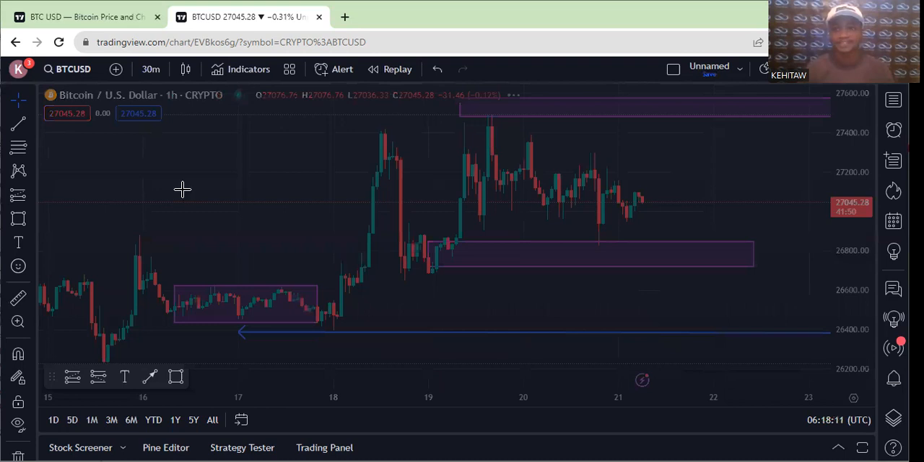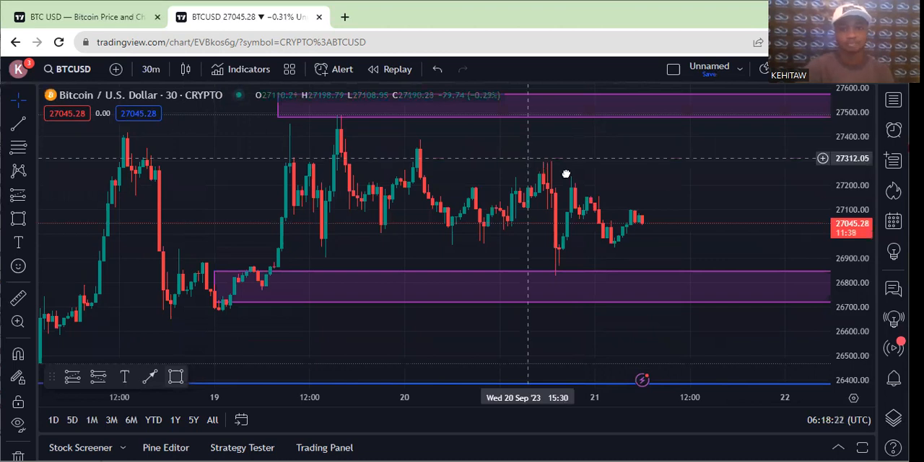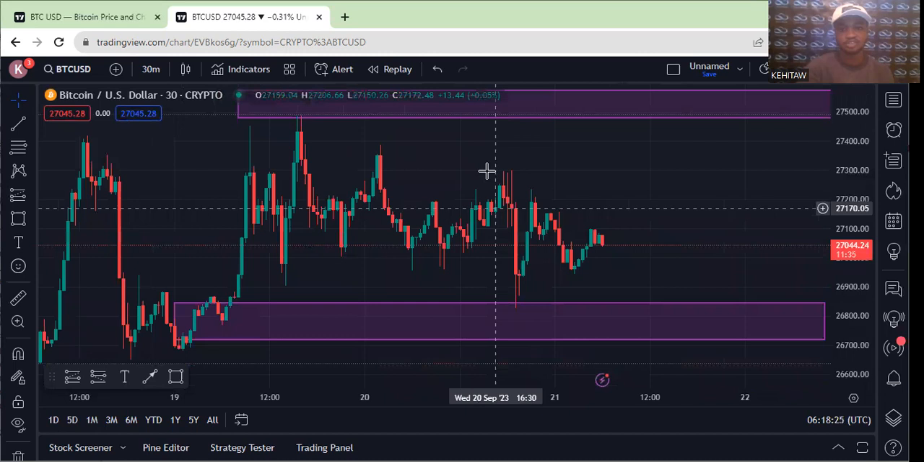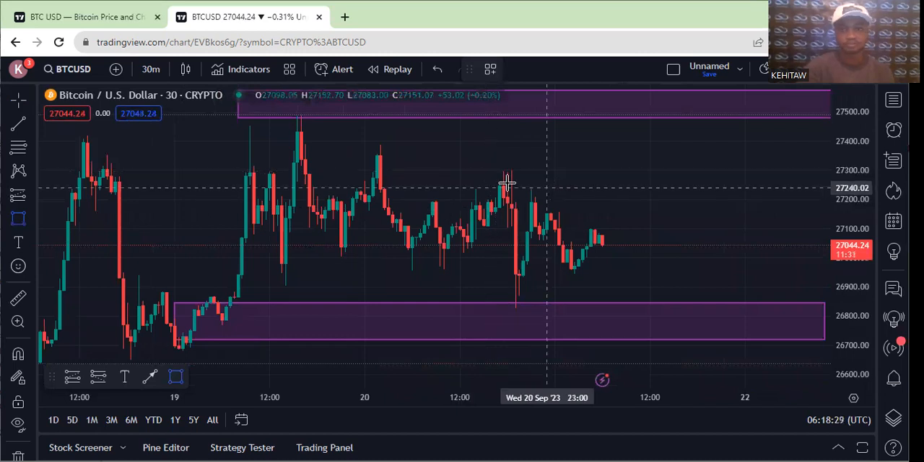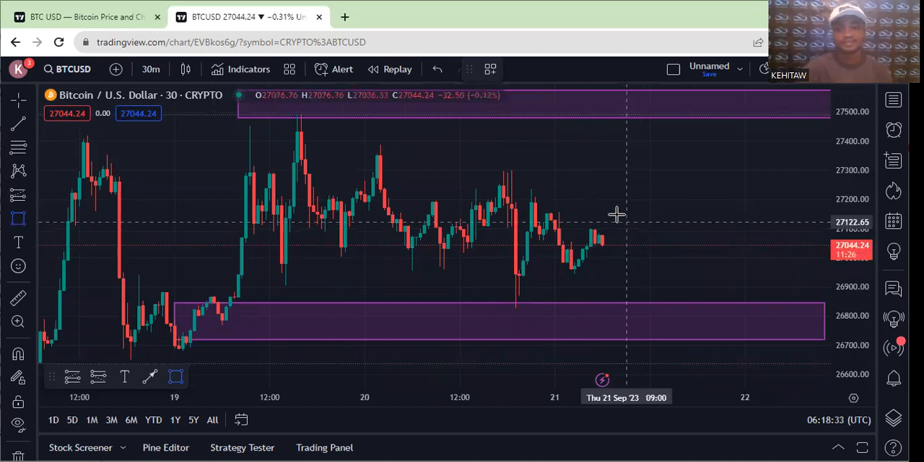So on M30, we can also see that the big bear is trying to dominate the market. We have various static liquidity. We have equal highs here that need to be captured, in this zone as well, provided the big bear will dominate the market.